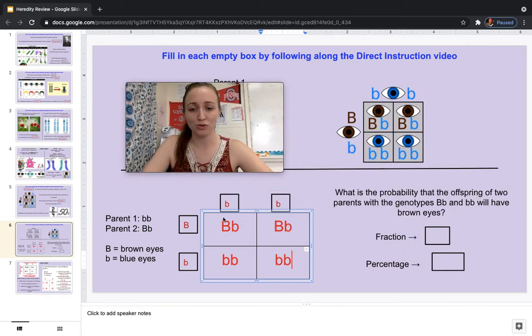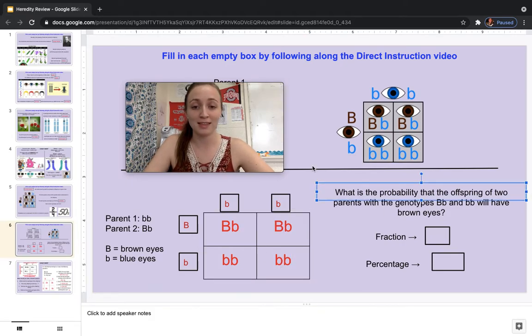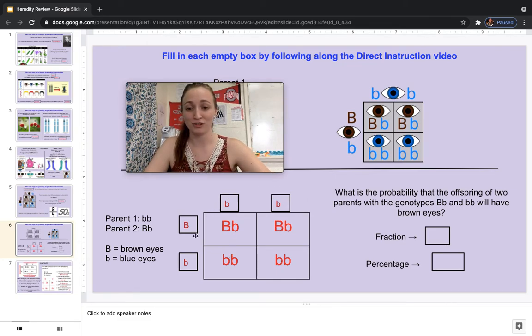So we've got 2 heterozygous and 2 homozygous recessive. So then these, again, are the possible genotypes the offspring of these 2 parents could have. So this is what they could potentially be carrying in their genes. So the question actually asks, what is the probability that the offspring of 2 parents with these genotypes will have brown eyes?